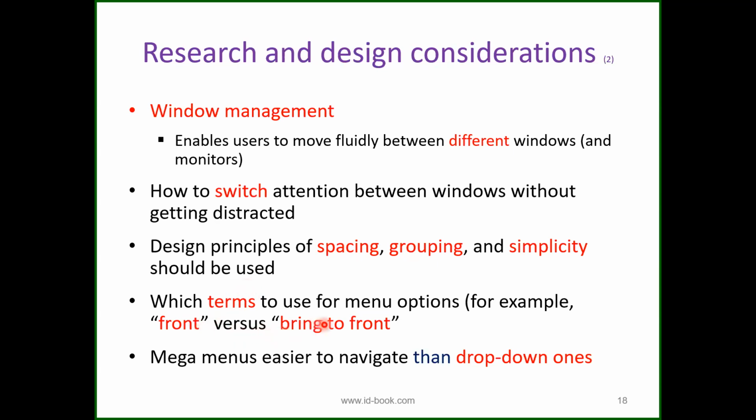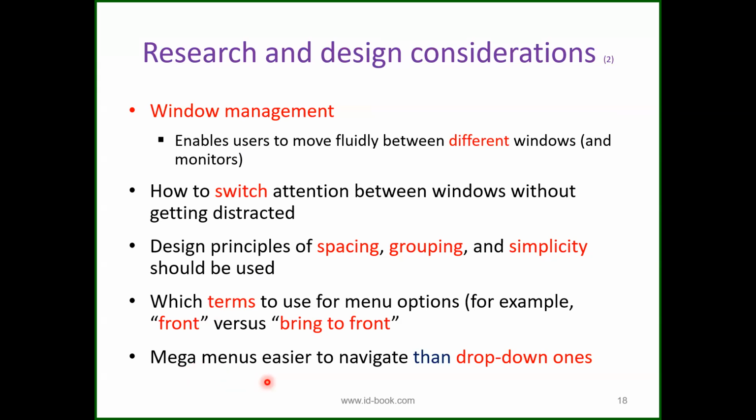Which terms are used for menu options? It is important to make use of proper terms. For example, if I am opening 5 windows at the same time, there will be only one active window at this particular time. So the active window is always in the front. If I am working on the fifth window, the fifth window is in the front and window number one is in the back. If I want to navigate from the fifth window to the first window, then I have to bring the first window to the front. This is called bring to front.